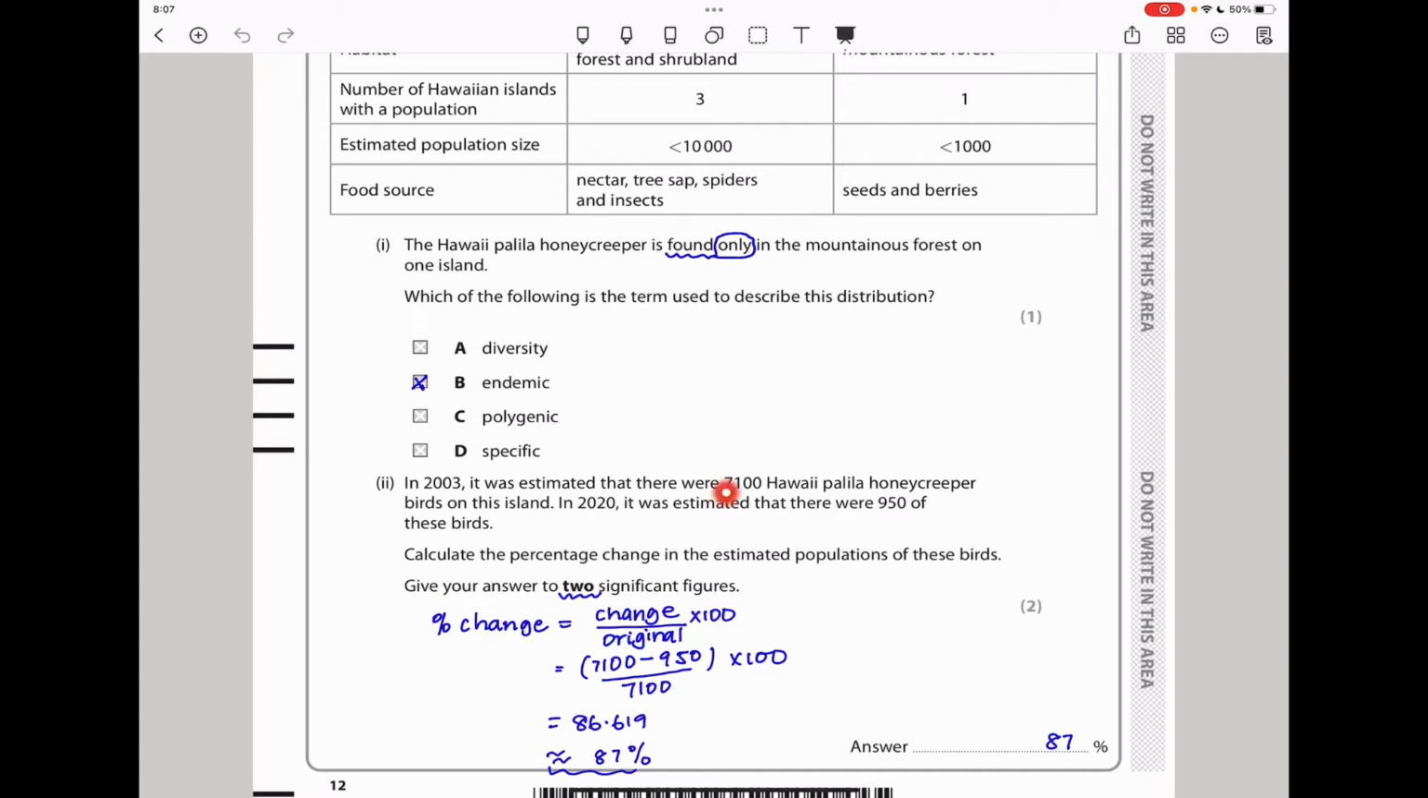So here we have to know that since it's a percentage change, the difference between the two populations gives you what change has occurred. So that is the change divided by the original population times 100. Here we get 86.619. When you round that off to two significant figures as required, we get 87%. So the answer here should be 87%.